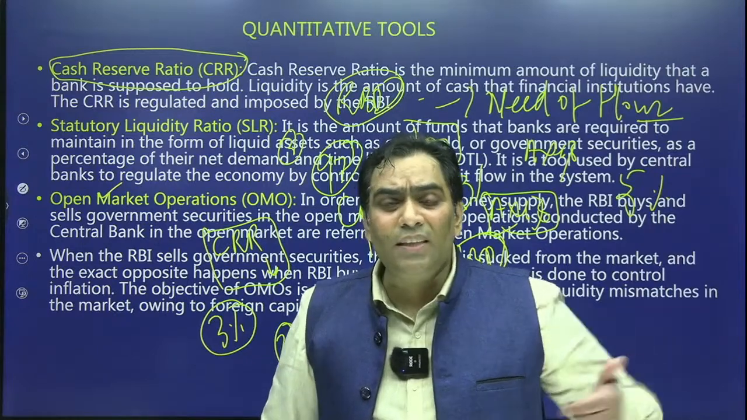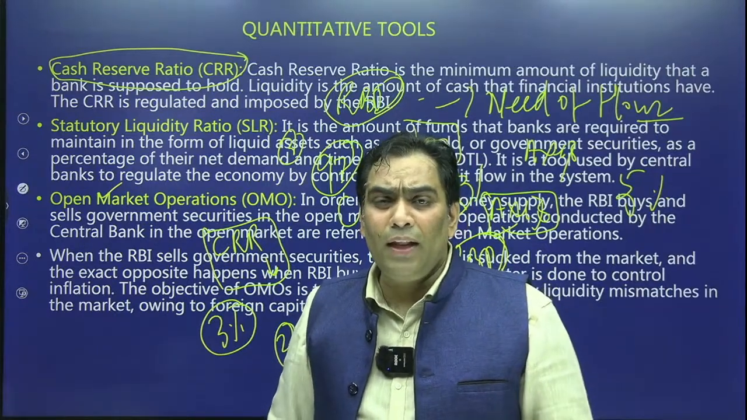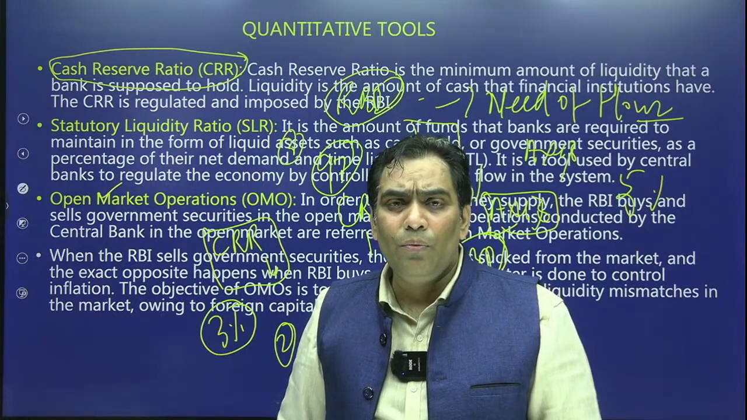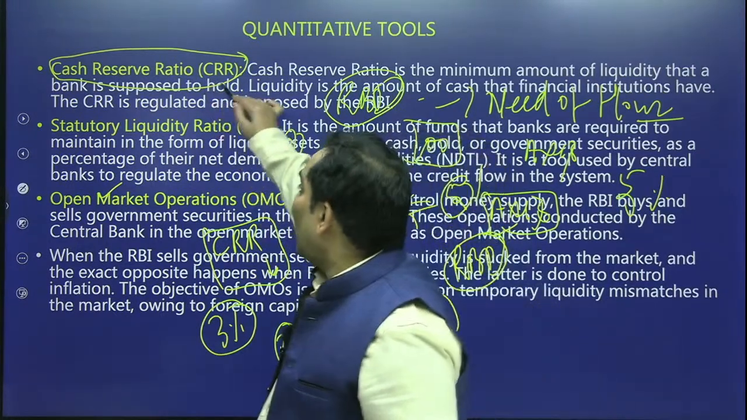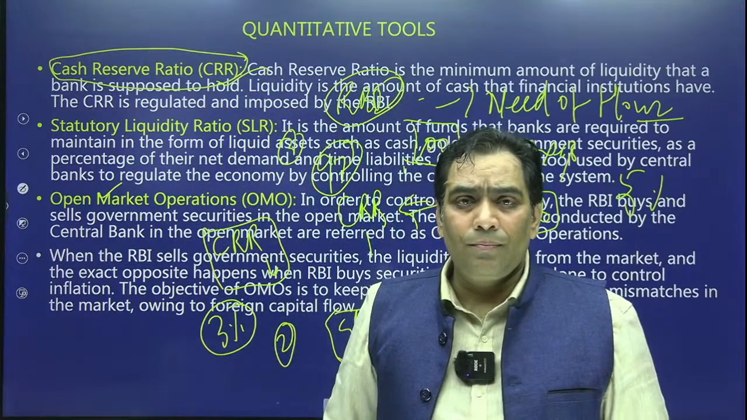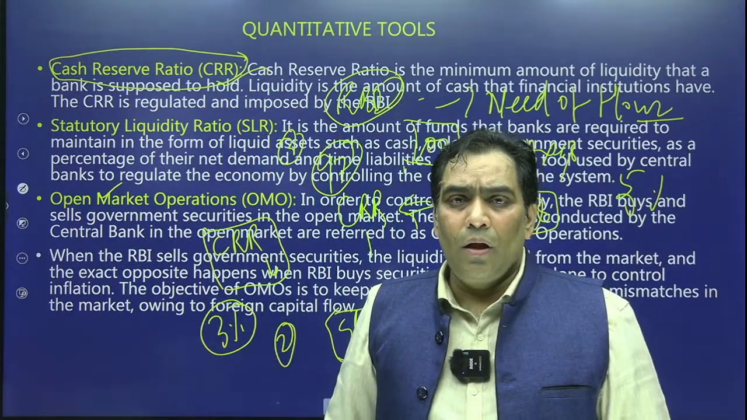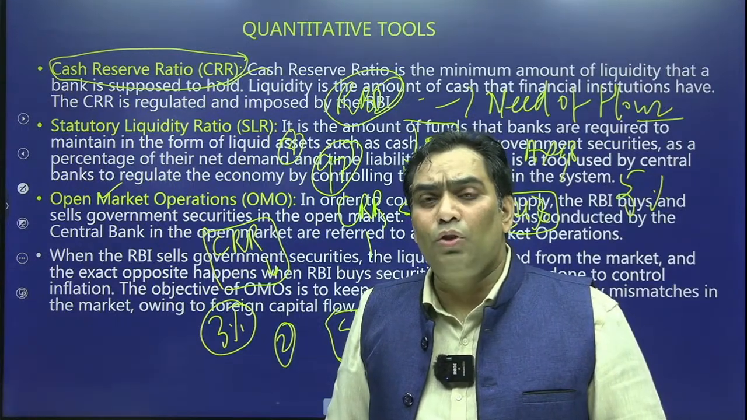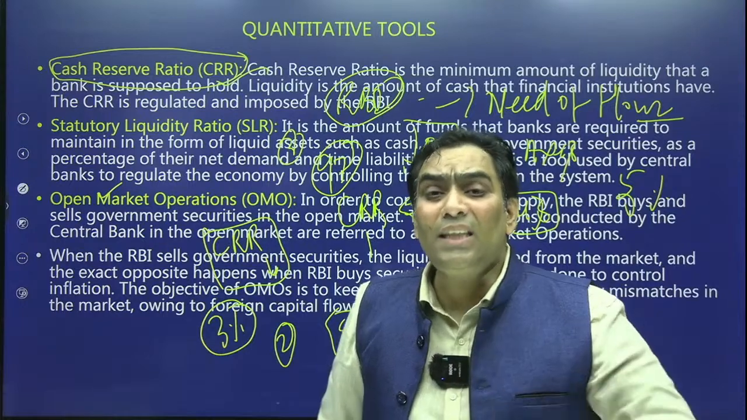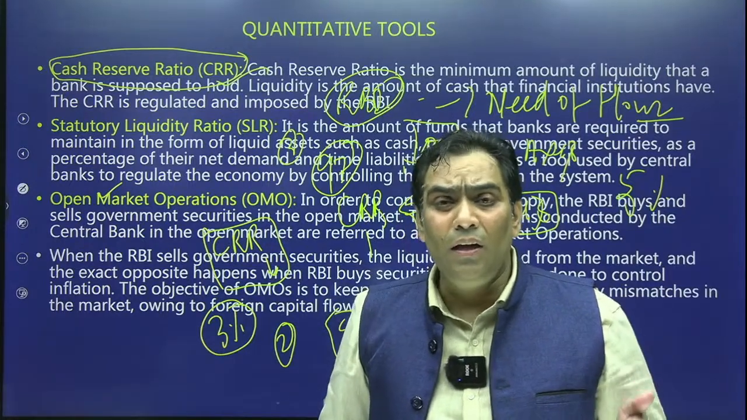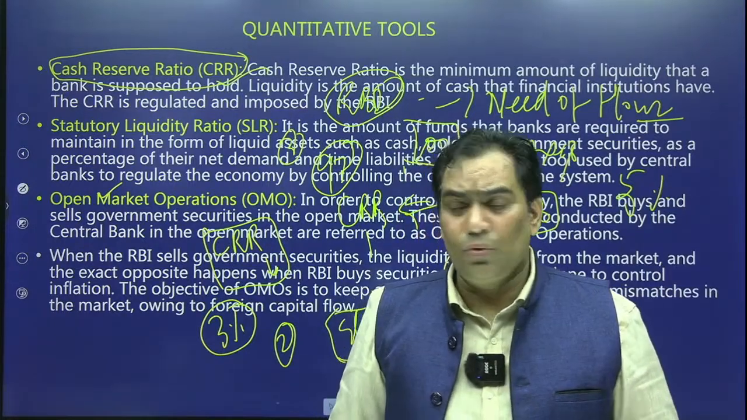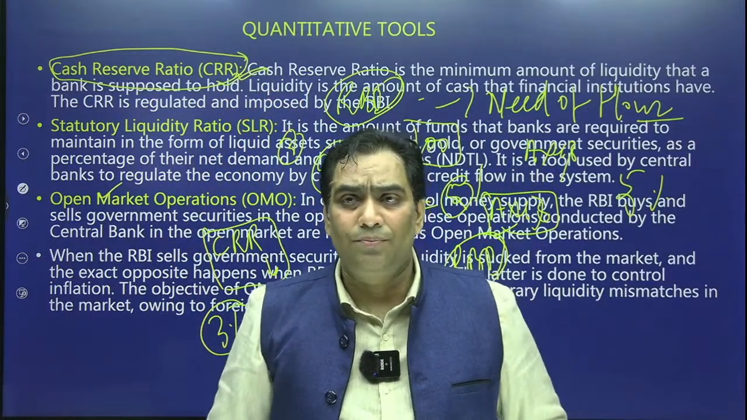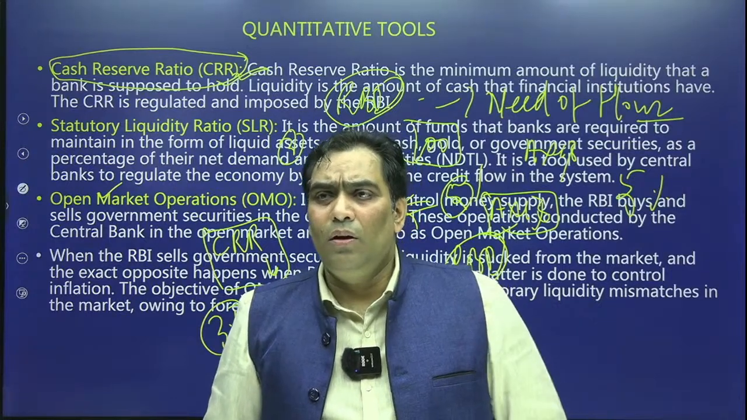Okay, so this is the meaning. On the opposite, when RBI wants to control inflation, what will RBI do? RBI will increase the CRR limit, and through that the commercial bank will be in a position to lend a lesser amount because of the increase in the CRR rate. So that is CRR, and we have discussed how it works. If there is any doubt, let me know.